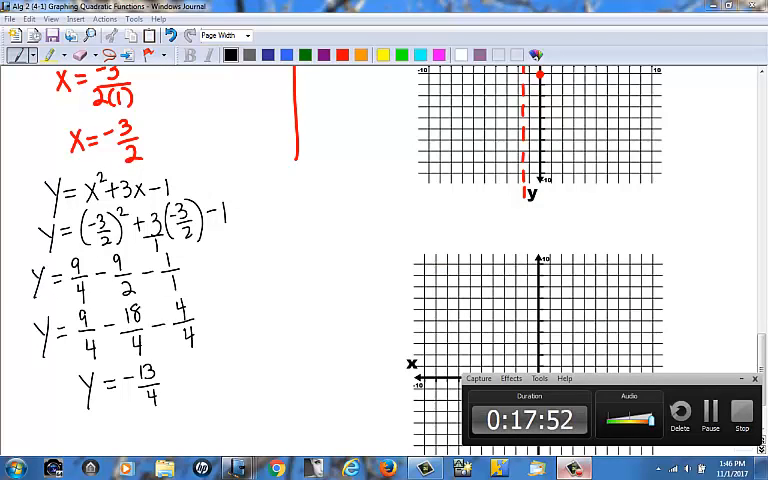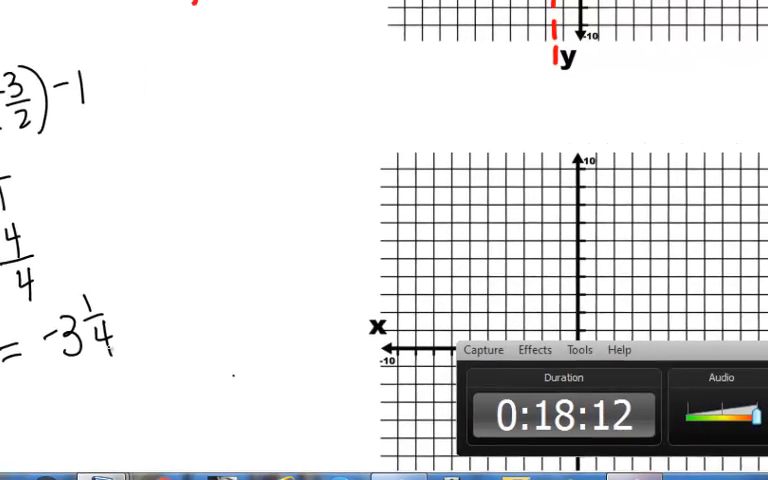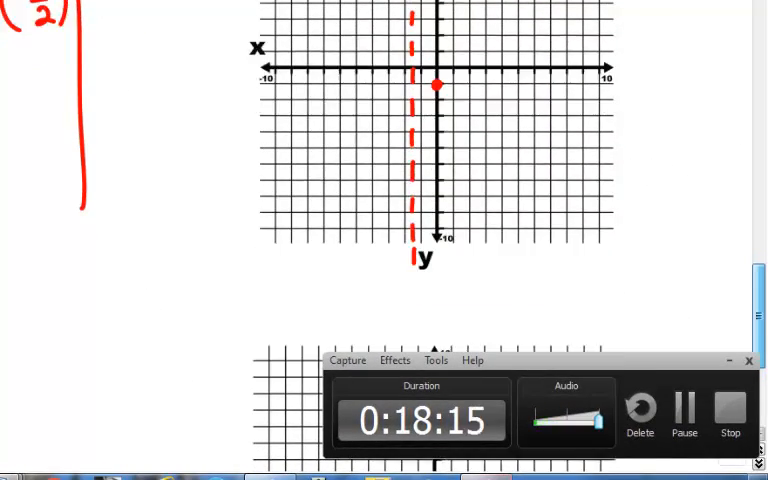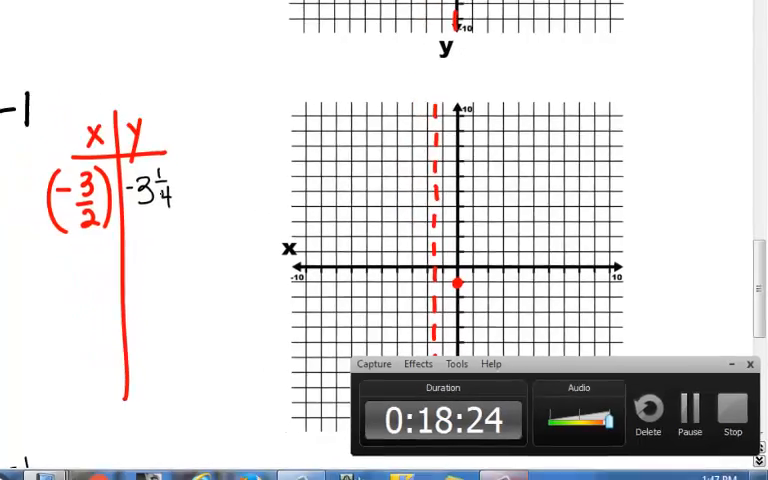Okay, so the y should be negative 13/4, which would be negative 3 1/4, right? How do you get negative 13/4? 9 minus 18 would be negative 9. Negative 9 minus 4 would be negative 13. So negative 3 1/4. The vertex has to be on the axis of symmetry.